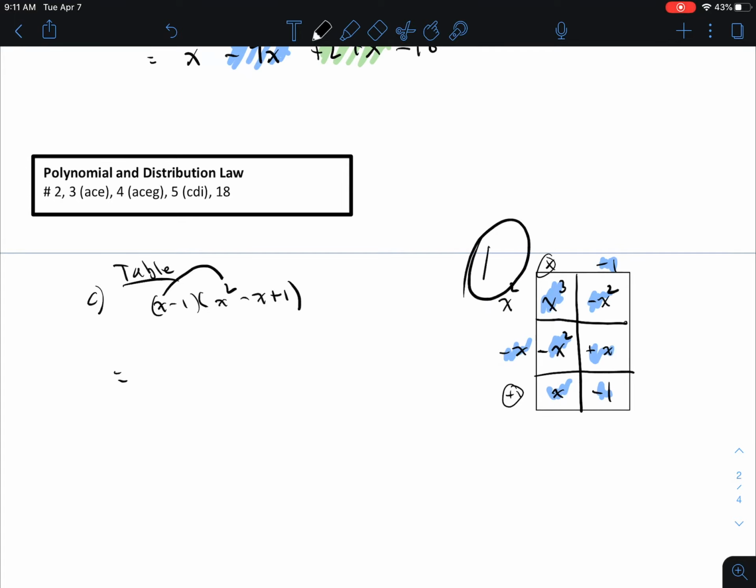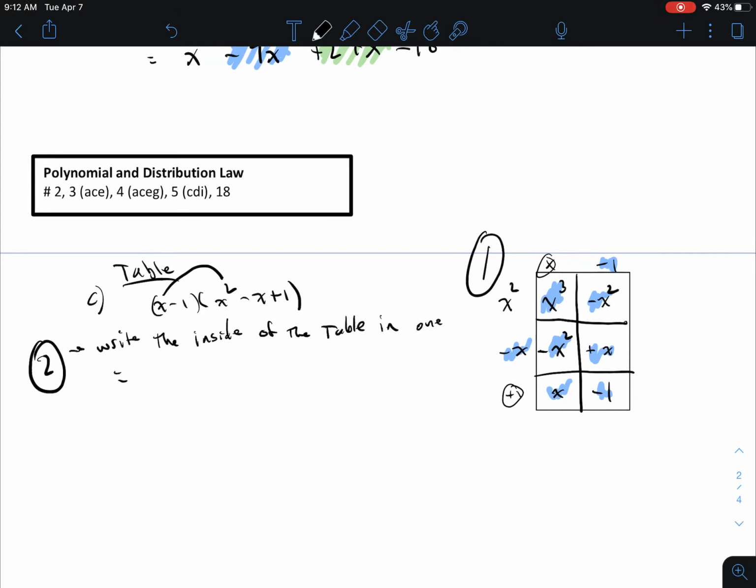So we'll call this step 1 for doing questions like this. And this will be step 2. Step 2 will be write the inside in one line.